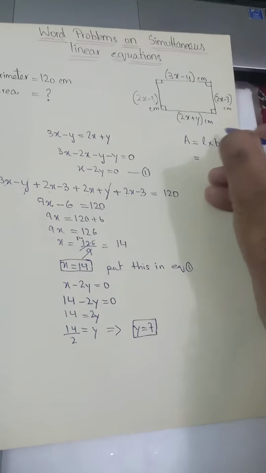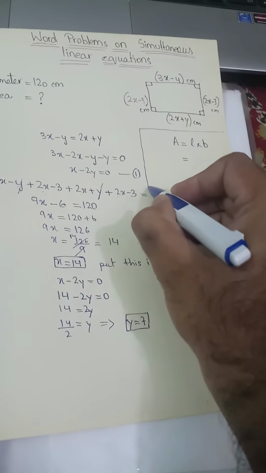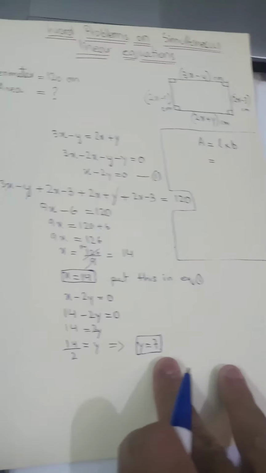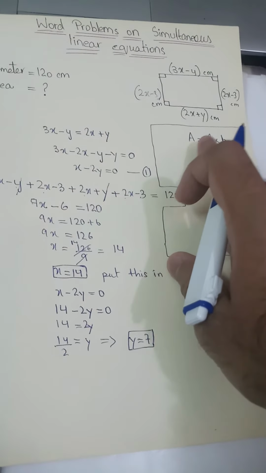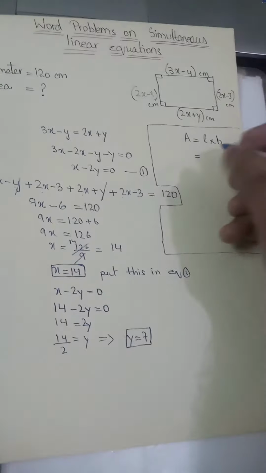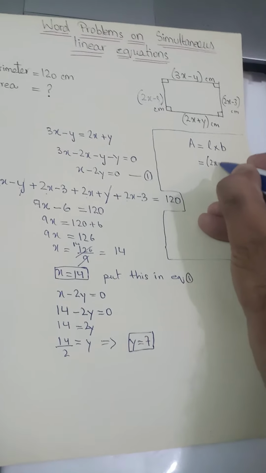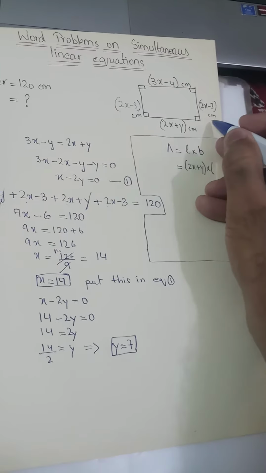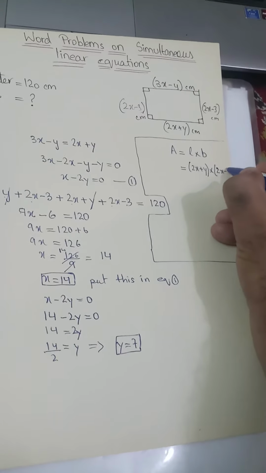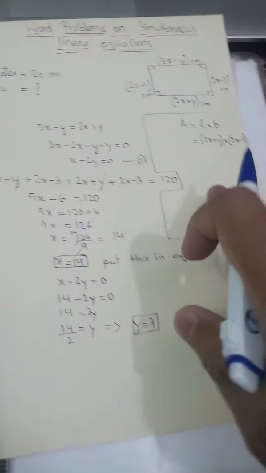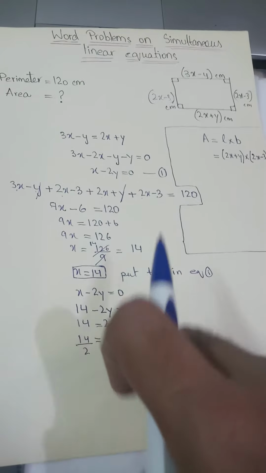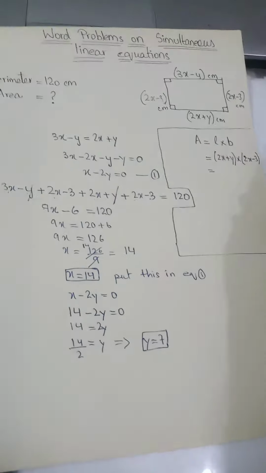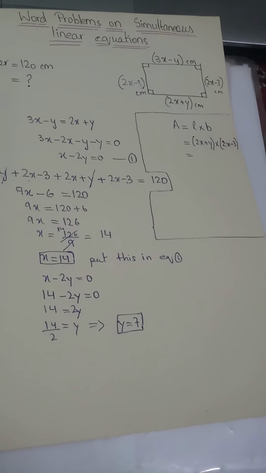So I will write the formula at the top. Area is equal to length multiplied by breadth. What is the length? The length is 2x plus y, and it will be multiplied with the breadth, which is 2x minus 3. Since I have got the values of x and y, I will put these two values in this formula in order to get the value of area.